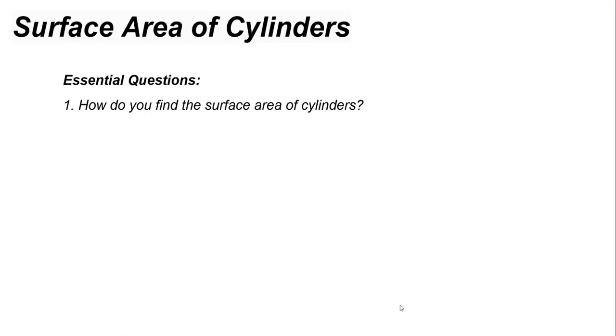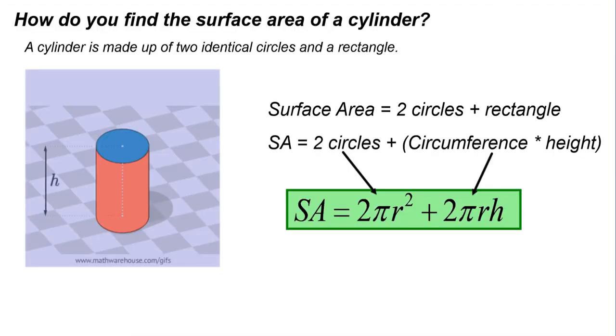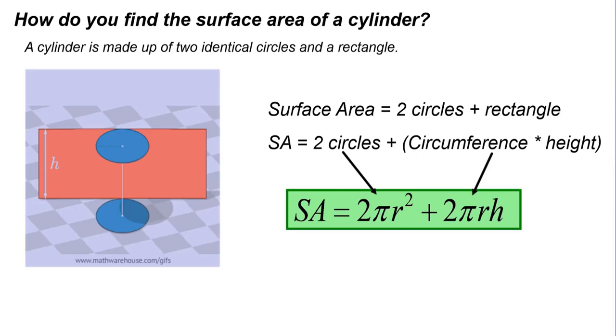In this video, we are going to be talking about the surface area of cylinders. So our essential question is, how do you find the surface area of cylinders? Cylinders are a little bit different object because they contain circles. So we really have to look at deconstructing a cylinder to see what it's made of, just like we did surface areas of other three-dimensional shapes.